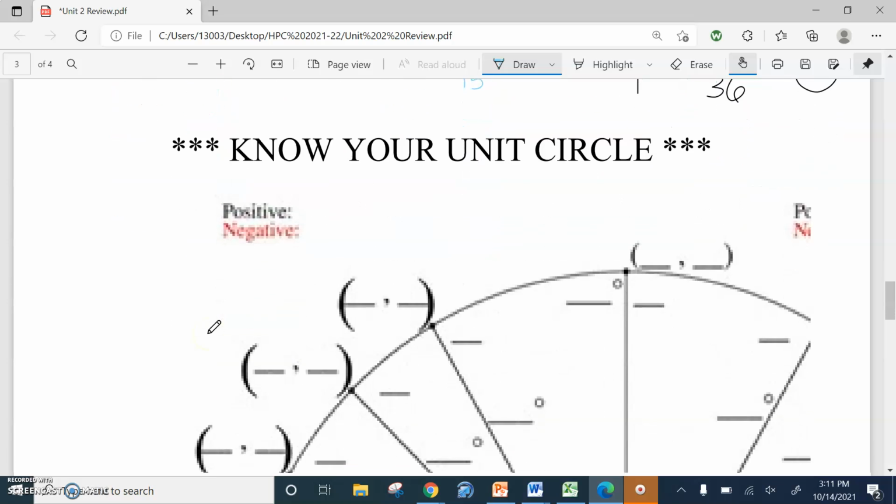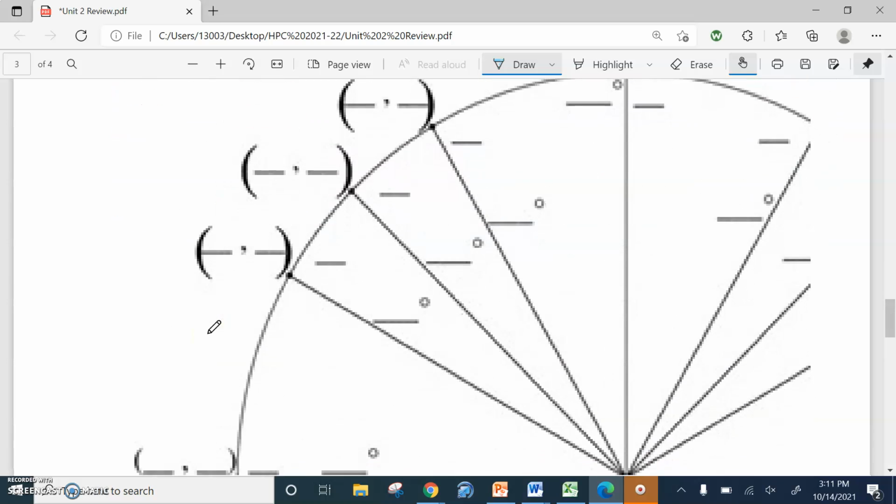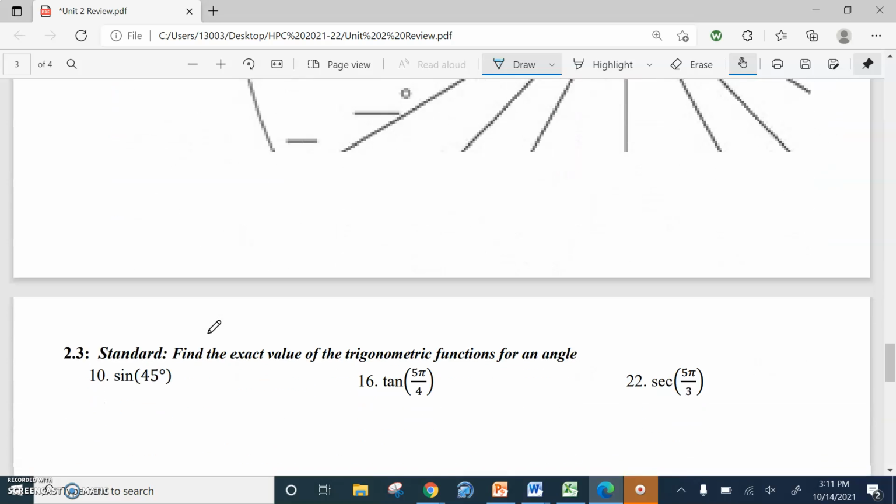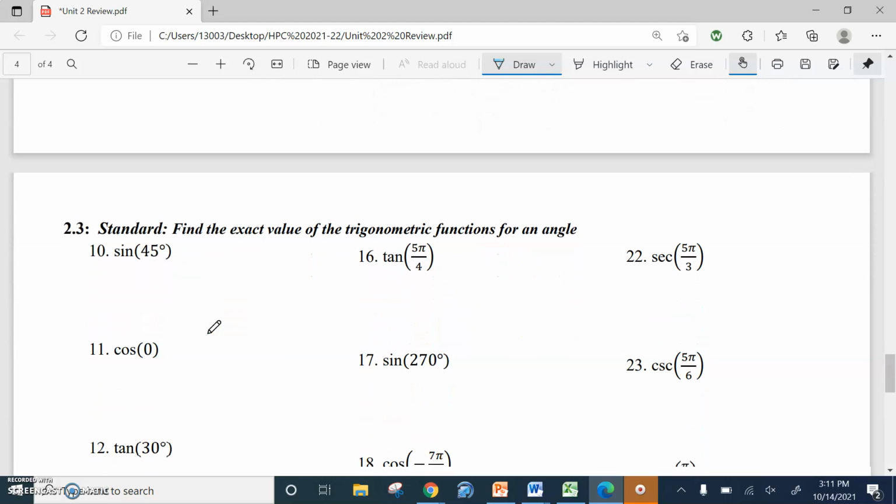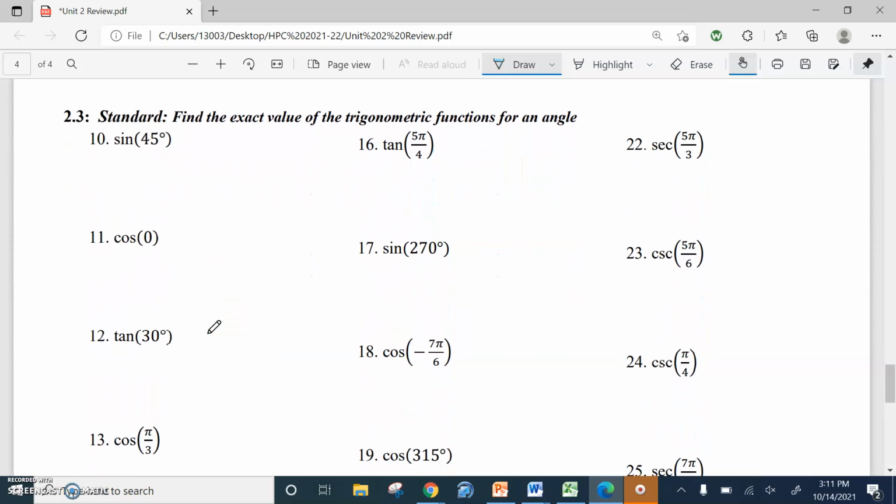Let's move on. Know your unit circle. Not going to lie, I'm not going to do the unit circle. For one, I could probably do just a separate video on that altogether. But at the same time, it's not a problem number on here. So yeah, maybe that's what I'll do. I'll just do a whole video on solving the unit circle.